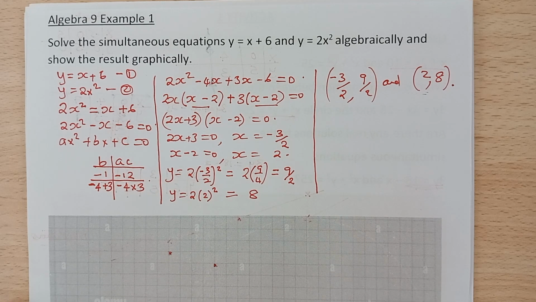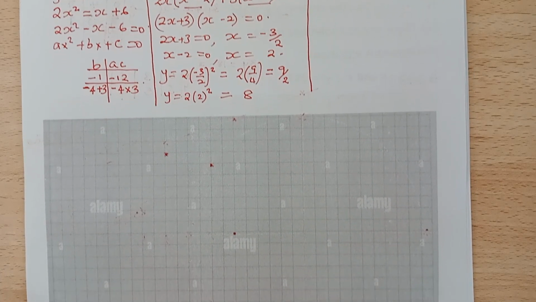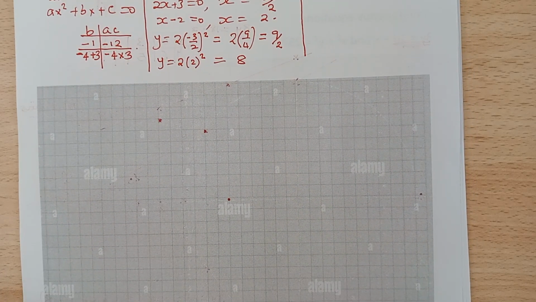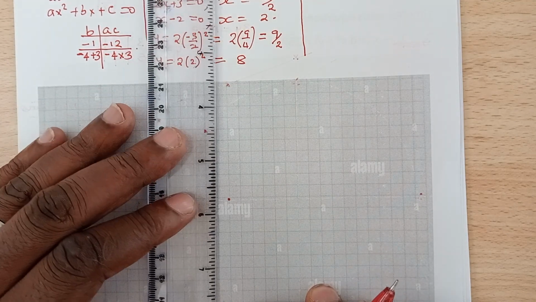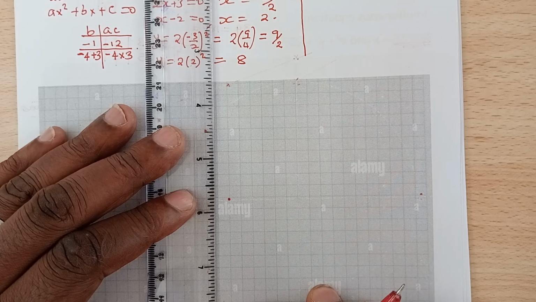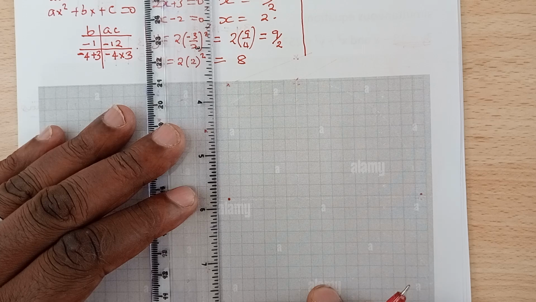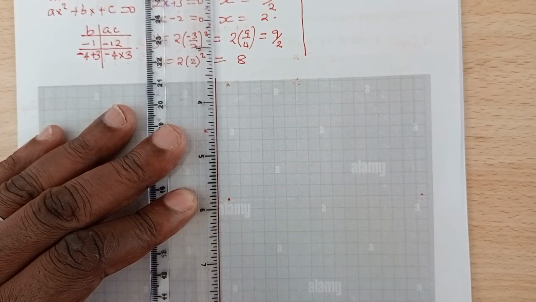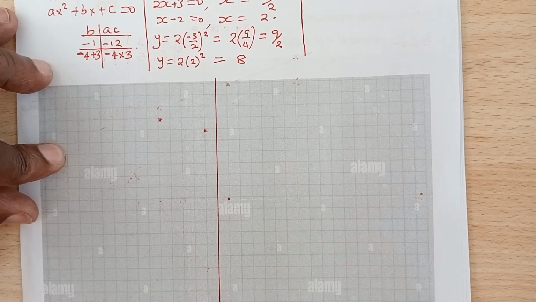When we are expected now to show the results graphically, we have no choice apart from just constructing a graph of the two. And let's start with the graph of the quadratic function, y is equal to 2x squared. Let's have the y-axis there, and let us have the x-axis here.